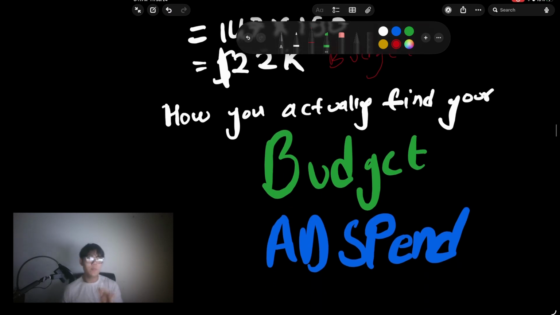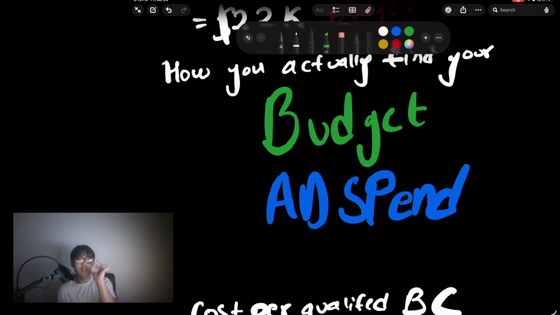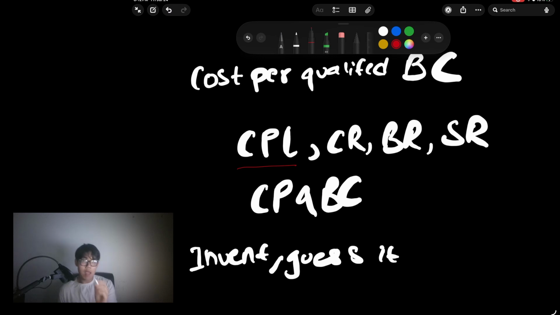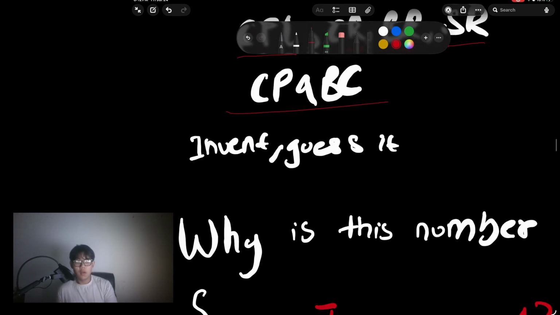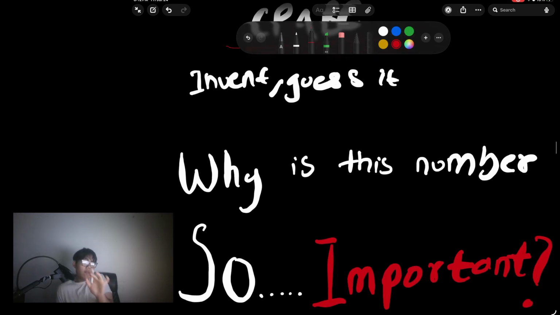But now, this is where people can easily mess it up if you don't actually implement this in the right way. Everyone knows their cost per lead, everyone knows their close rate, their book rate, show up rate, but almost no one knows what their cost per booked call or qualified booked call is. They never actually go backwards into their funnel to find out what the actual cost per qualified lead is. They invent it or they just guess it.